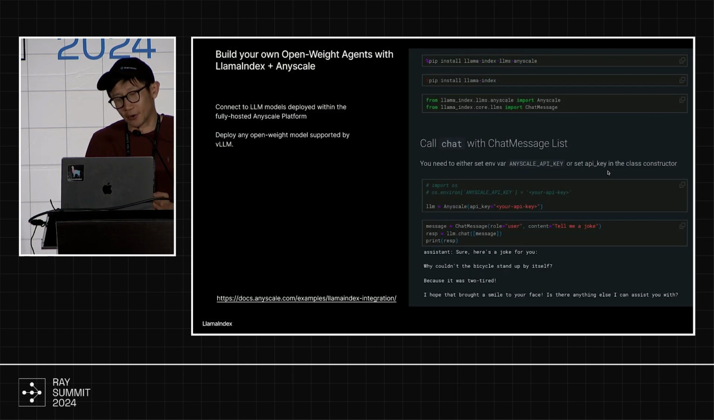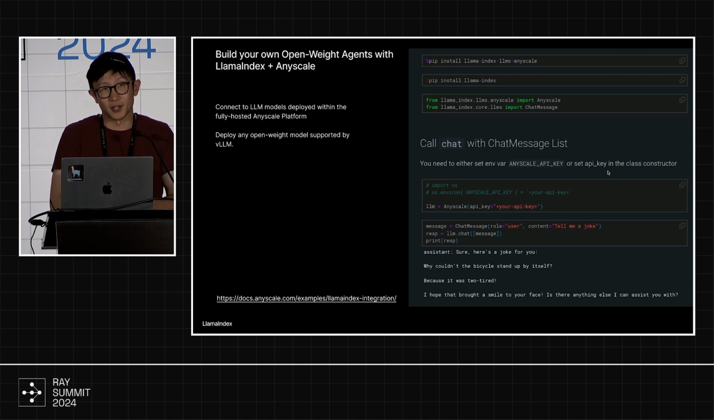And here's just a shout out: if you're looking to build agents with LlamaIndex, we have an integration with AnyScale LLMs. So if you're trying to connect to LLM models deployed within the AnyScale platform, where I believe you can bring your own model, host it, and also fine-tune it, you can use LlamaIndex as an orchestration framework to help you build these types of agentic systems.